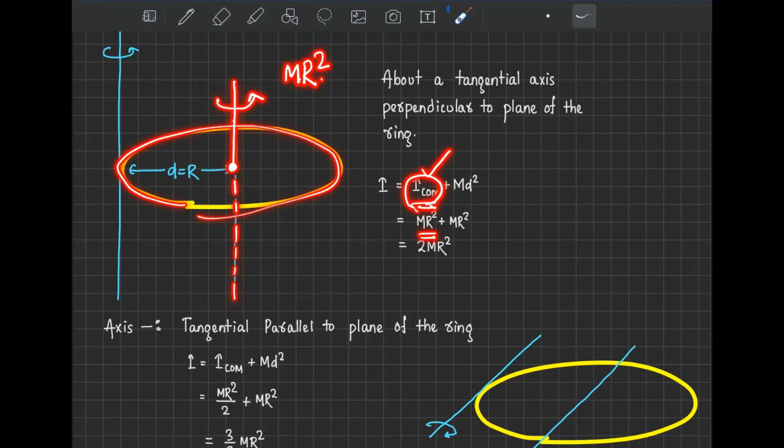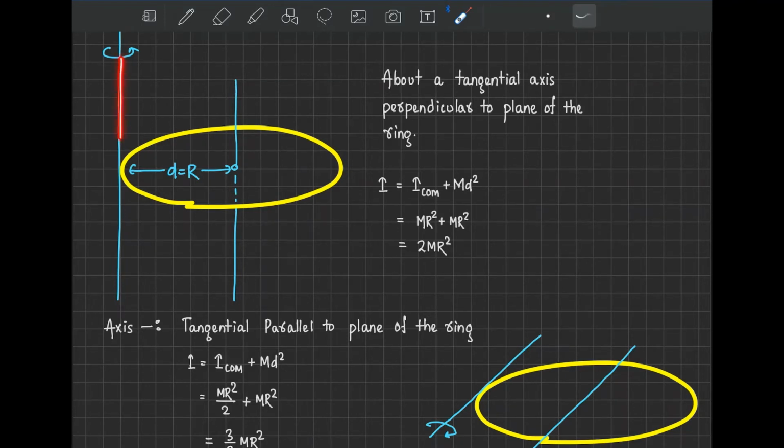Now here for I_COM we should choose an axis parallel to our asked axis. About this axis we are asked to find the moment of inertia. Now we are drawing a parallel axis to this one and it should pass through the center of mass. So this is the axis and about this we have moment of inertia as MR square.